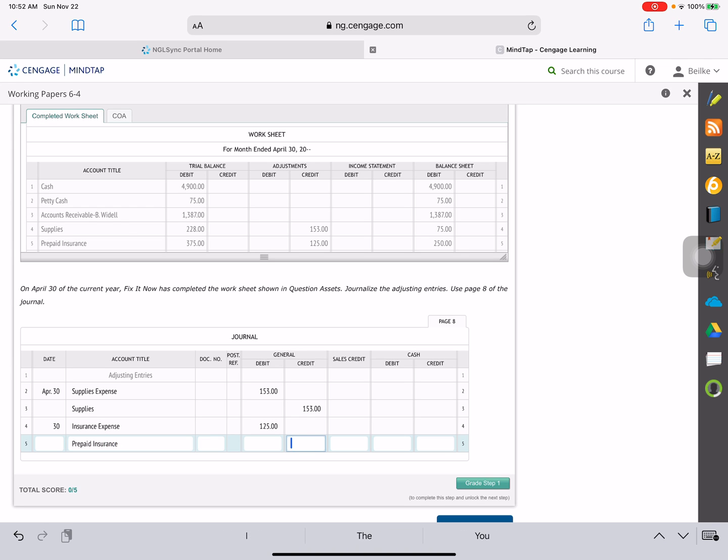And that is $125. If you hear something in the background, my dog just decided she was going to eat some lunch.